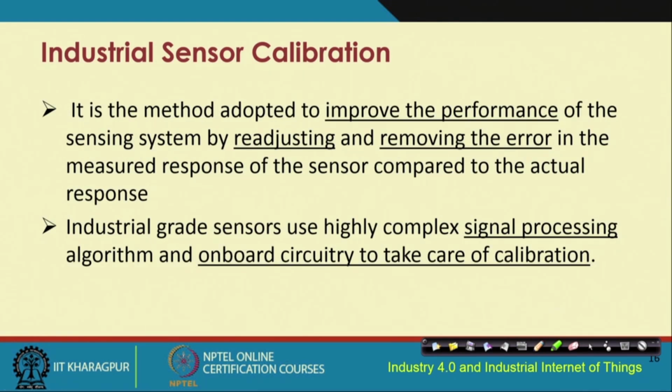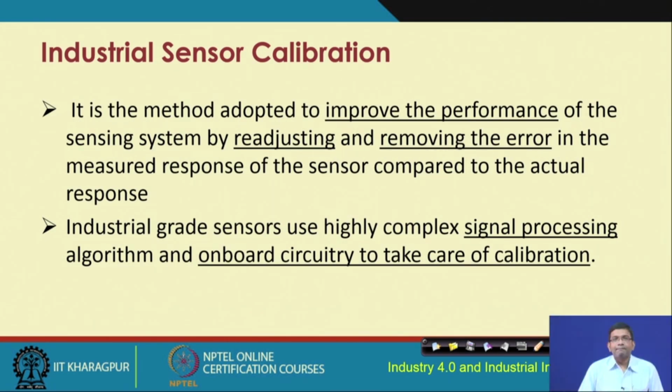Calibration of any sensor is very important. Calibration has to be done in order to improve the performance of a sensing system through different adjustment, readjustment, removal of errors and so on. Calibration has to be done because certain sensors would not behave the same way with passage of time. So, you have to calibrate and you have to recalibrate a sensor. Industry grade sensors use highly complex signal processing algorithms and onboard circuitry to take care of calibration.